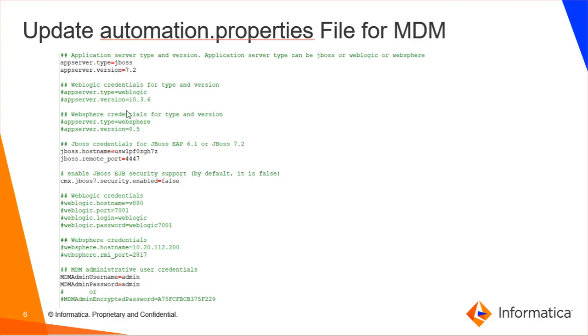If it is WebLogic, then specify accordingly. And then the JBoss hostname and the remote port for JBoss. If it is WebLogic, provide the corresponding hostname, port, and then the WebLogic login username and the password. Same thing with WebSphere. Followed by that, we need to provide an MDM admin username which is registered in the Hub console and the corresponding password. Either the password can be provided as clear text or as an encrypted password.